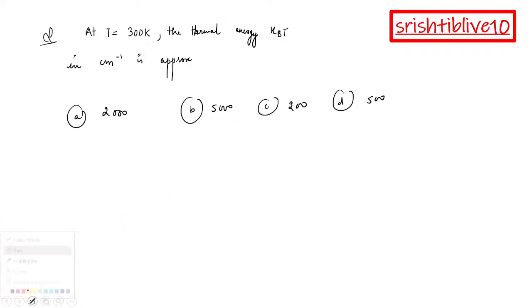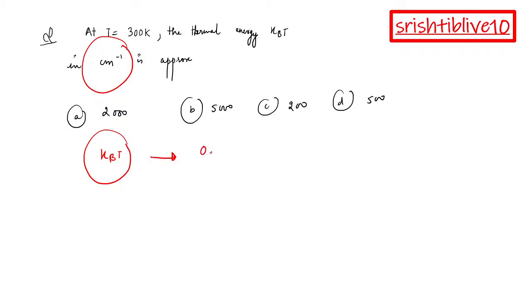Now let's approach what information has been given to us in the question. We need to find kBT, that means the thermal energy, in centimeter inverse. So I'll be using the kB value in centimeter inverse, that is 0.69 centimeter inverse Kelvin inverse. Temperature is given as 300 Kelvin. Let's take this value approximately 0.7, because I can see the options are very different, so I can use 0.7 centimeter inverse Kelvin inverse into 300 Kelvin. 0.7 into 3, 7 3s are 21, so it's going to be 210 with one decimal place.